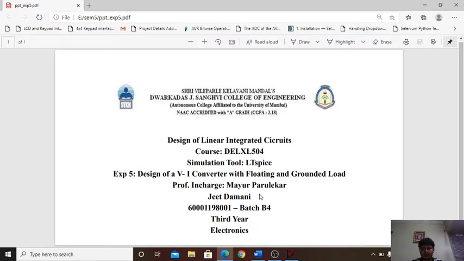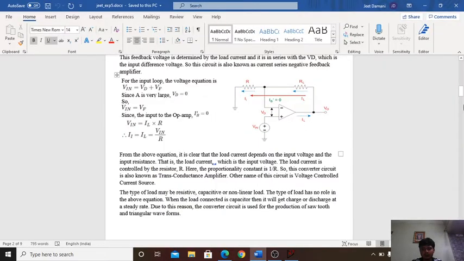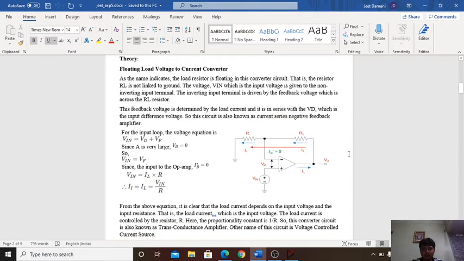So in this experiment we are going to set design of a voltage to current converter with floating and grounded load. So first, a voltage to current converter. Voltage to current converter converts input voltage to a proportional output current. So now first we'll see the design of a floating load voltage to current converter.